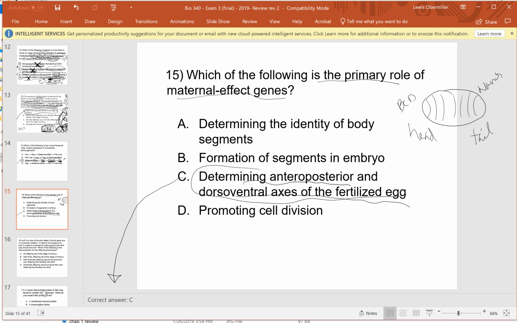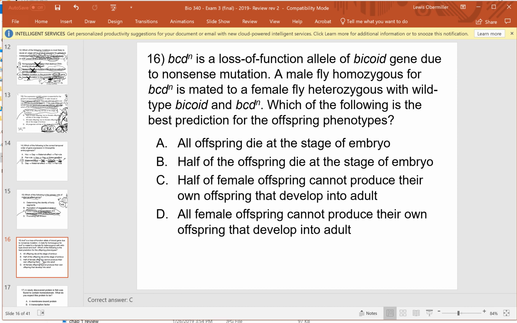Which I would never say on an exam, because we didn't even say this word. But this is the anterior and posterior. So butt, head, and then dorsoventral would be the top and the bottom. And basically, maternal effects genes set up the major plane for the developing organism. I don't even know why that's a review question. That's kind of a bad one. Okay, so bicoid.